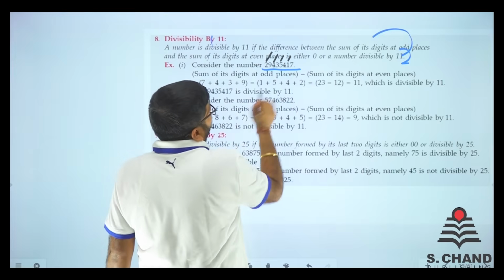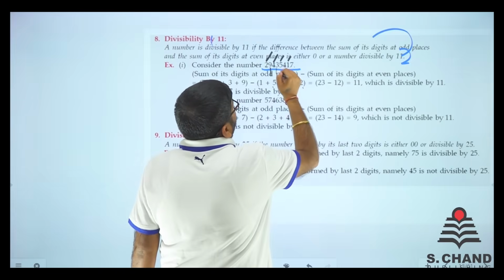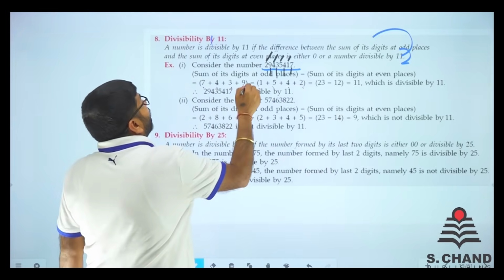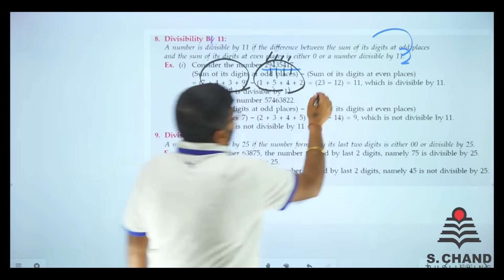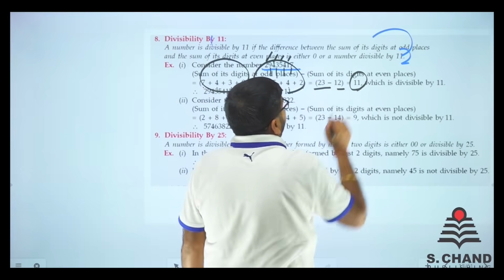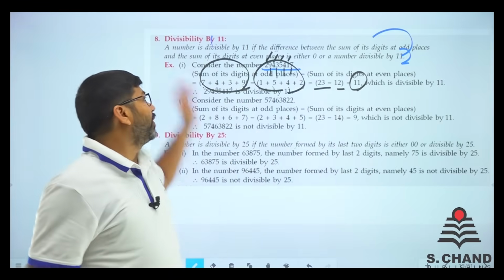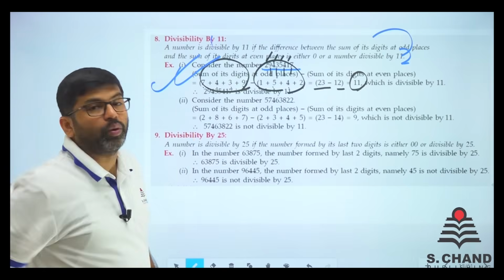Add them. 2, 4, 5, 2, 4, 5, 1. Add them. And 9, 3, 4, 7. Add them. When you add these and these, just subtract them. So 23 minus 12. We got 11. So if the number is divisible by 11, then the whole number is divisible by 11. Just check from the calculator if you want to.